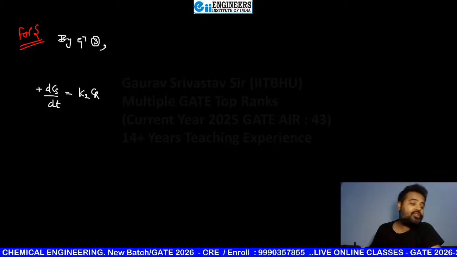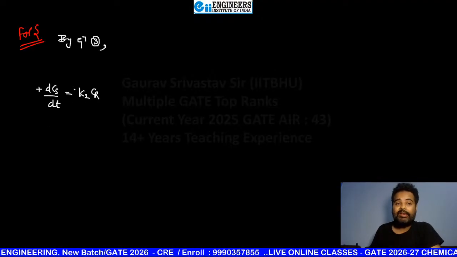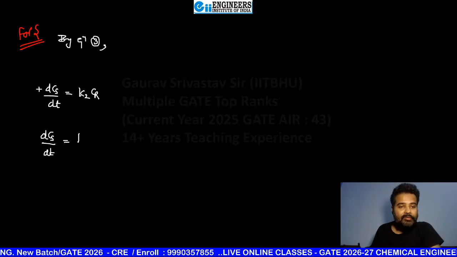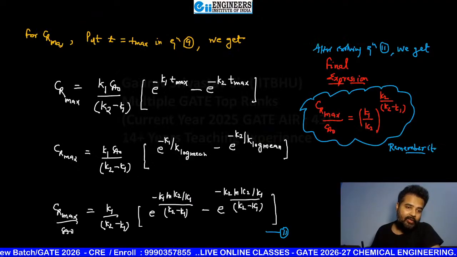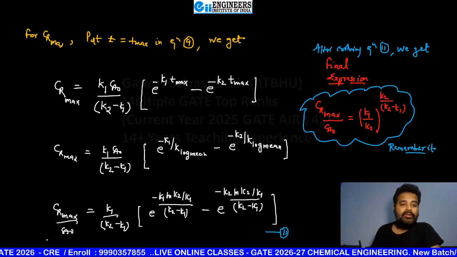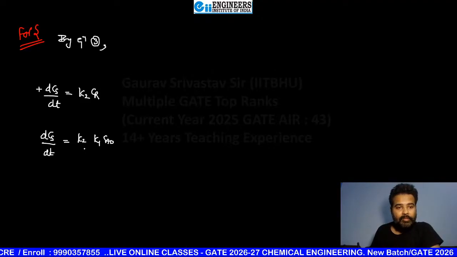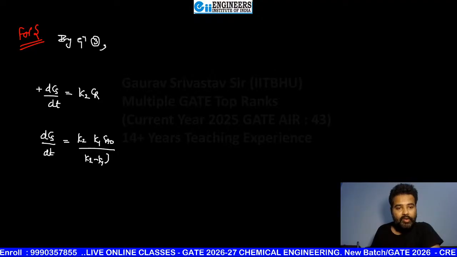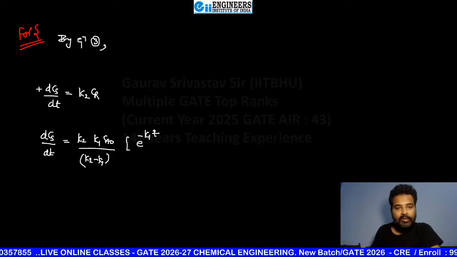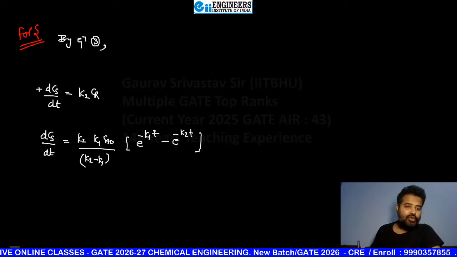This was your third equation, wasn't it, beta? So clearly, dCS and dt and CR, you need to write this CR in terms of time t. So dCS by dt equals K2, and in place of CR, we have K1 CA naught by (K2 minus K1), times (e raised to power minus K1 t minus e raised to power minus K2 t). Was this your equation? Please tell me.